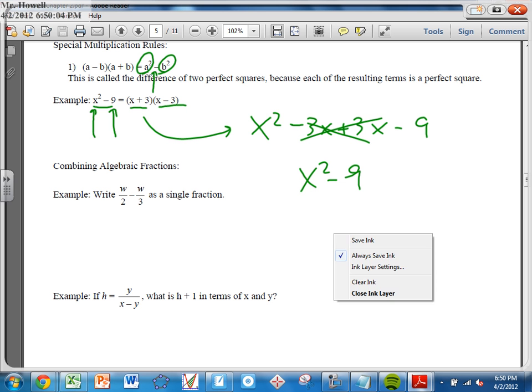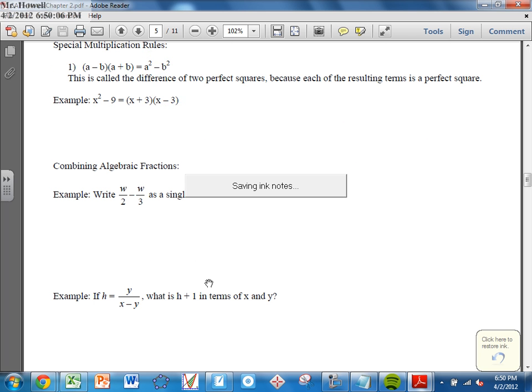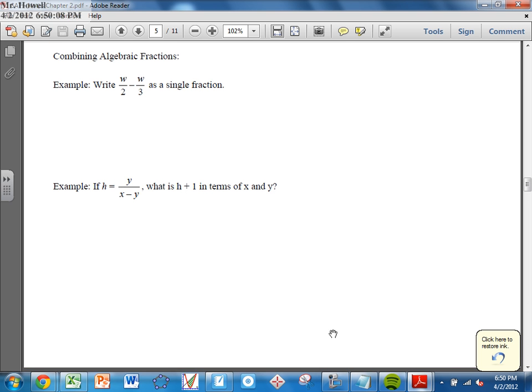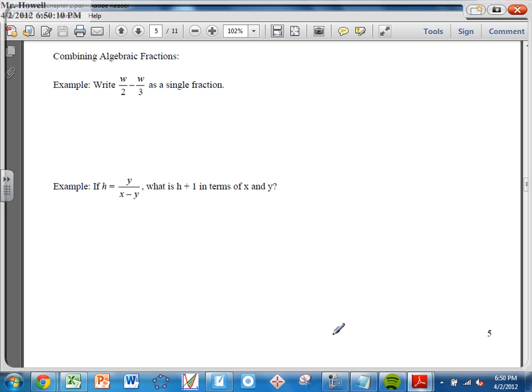All right, combining algebraic fractions as a single fraction. Common denominator, common denominator, common denominator. W over 2 minus W over 3. Think to yourself, what is the common denominator here? Oh, well, clearly I can see that 2 times 3 is 6, so 6 might be my denominator.